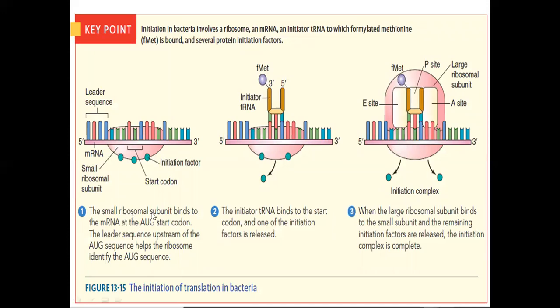Like we said, we have the small subunit binding to messenger RNA at the AUG start codon. Then we have the initiator transfer RNA that binds to the start codon, and one of the initiation factors has to be released. Then when the large subunit binds to the small subunit and the remaining initiation factors are released, we have the 70S initiation complex, and the initiation complex is complete.